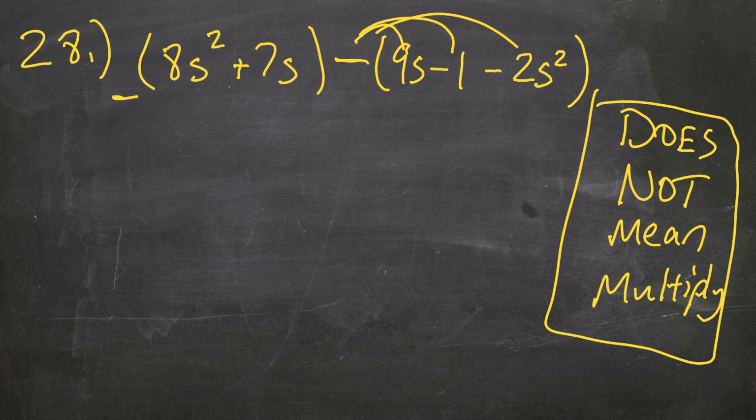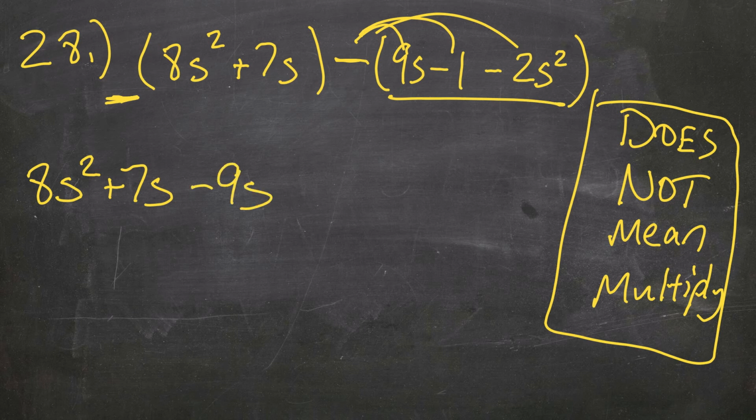So there's nothing in front of this first set of parentheses, so the parentheses just go away as 8s squared plus 7s. That negative sign just changes everything in this set of parentheses, so that 9s becomes minus 9s, that negative 1 becomes plus 1, and that negative 2s squared becomes plus 2s squared.